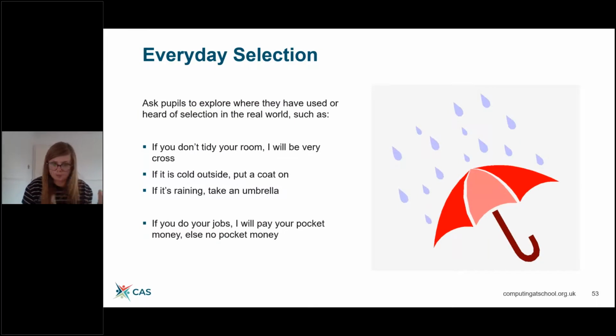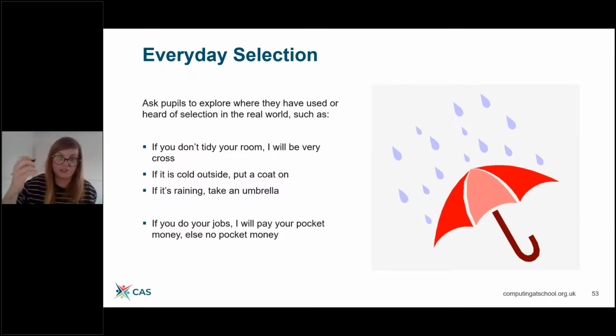Then 2 more. Again, that'd be my year 3, year 4. Start to do selection, so everyday selection. Selection is that if this is happening, what's going to happen. So it's your condition and your action. Okay. If you don't tidy your room, I'll be very cross. If it's cold outside, put a coat on. If it's raining, take an umbrella. Get them to come up with some of their own, just looking for consequence and action.